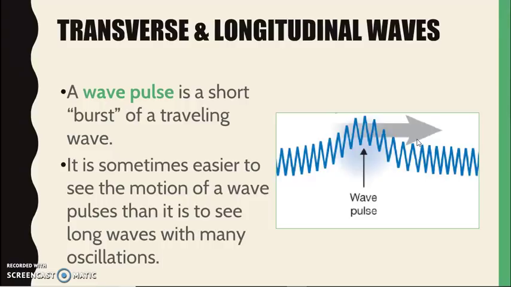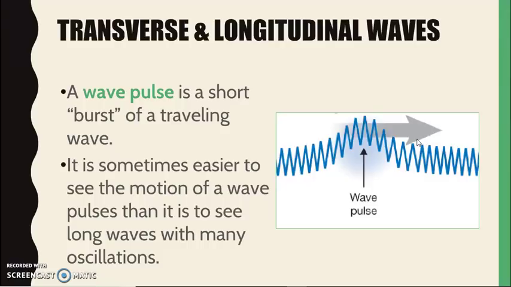So now I want to break that down even further. We've got mechanical that needs a medium, electromagnetic that doesn't. But now let's break it down even further. So let's talk about mechanical waves. Mechanical waves that do need a medium, we can break those down into transverse and longitudinal waves. So let's talk about those. So a wave pulse is a short burst of a traveling wave. It's kind of what we see when we look at waves. It's easier to see wave pulses than it is to kind of look at a whole wave.